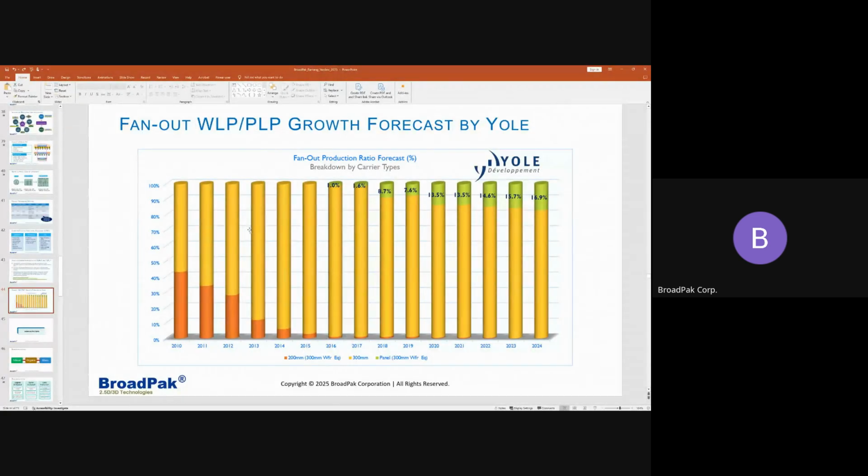And if you look at the market trend, you can definitely tell that wafer level fan out production used to be on a 6-inch back in 2010. The wafer size increased to 12-inch, and then to increase the throughput, panel level packaging was introduced as of 8 to 10 years ago, and it started to increase, and now we are at the panel level packaging.